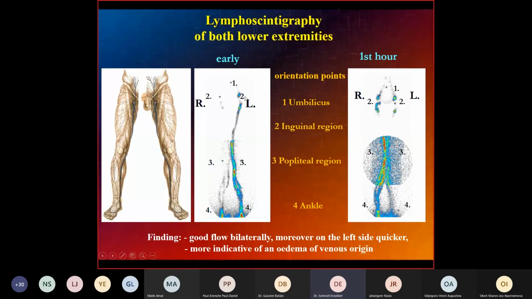You can see small crosses. These are markers which help in the localization. In our case, we found bilateral good flow. In the early phase, you can see the inguinal lymph nodes, and the lymph flow is quicker on the left side. So this finding supports rather the venous origin of the edema.